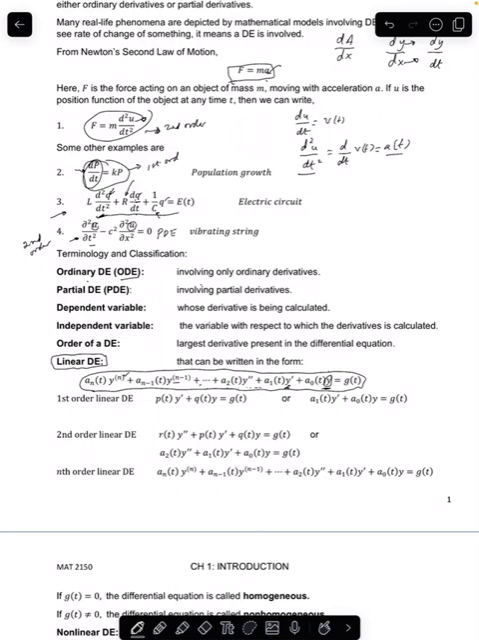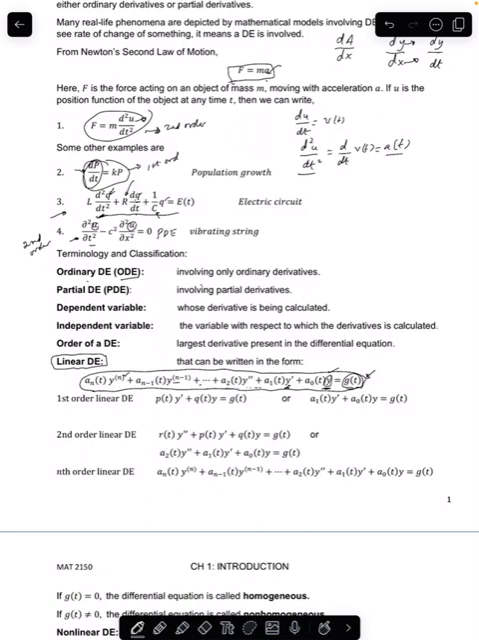So y is the quantity, the dependent variable, whose derivatives we have on this left side. And on the right side, we have another function, and there is no y on this side. Notice on the right hand side, there is no dependent variable. Now g of t could be 0, or g of t could be a function of t in this case.